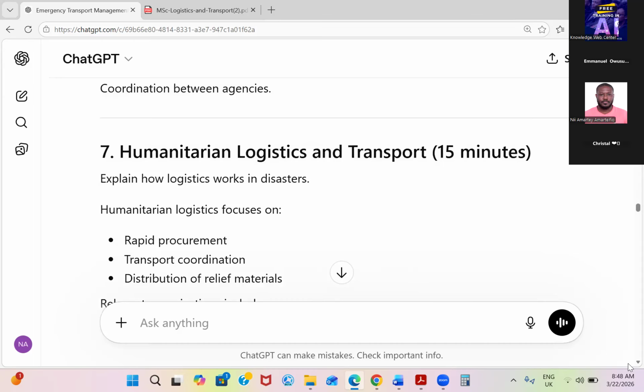So, did you say the humanitarian logistics? Can I go through that one? No, you can go through that. So that's what you are doing now. Humanitarian logistics, isn't it? Okay.